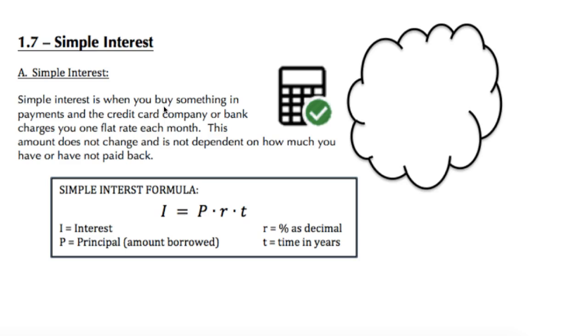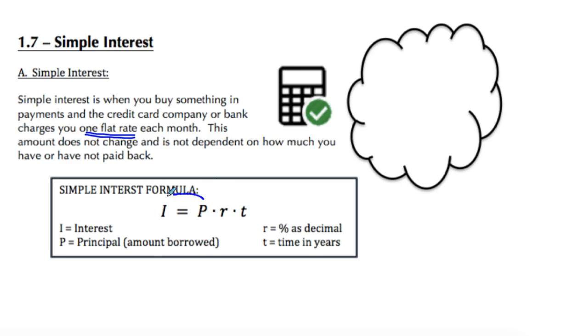Simple interest is one of two different types of interest. Simple interest is where you pay one flat rate, meaning you pay one amount and it's not dependent on how much you have or have not paid back. You pay on the initial amount that you owe, and you're not paying interest on any unpaid interest. When you are paying interest upon interest, that's what we call compound interest because it grows much quicker.